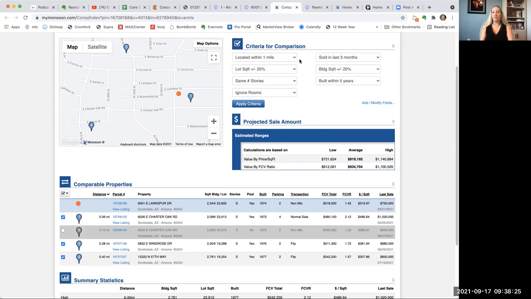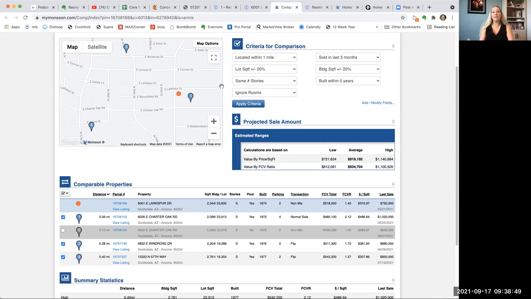We right now have this search set up for a 1-mile radius. That's the starting point. A lot size within 20%. That is one of the things that is currently restricting our results, because as you can see, this is a very significantly sized lot. The average lot size in Phoenix is closer to 8,000 square feet. And so when you have one that's 3 times that, it certainly is going to give us less options.